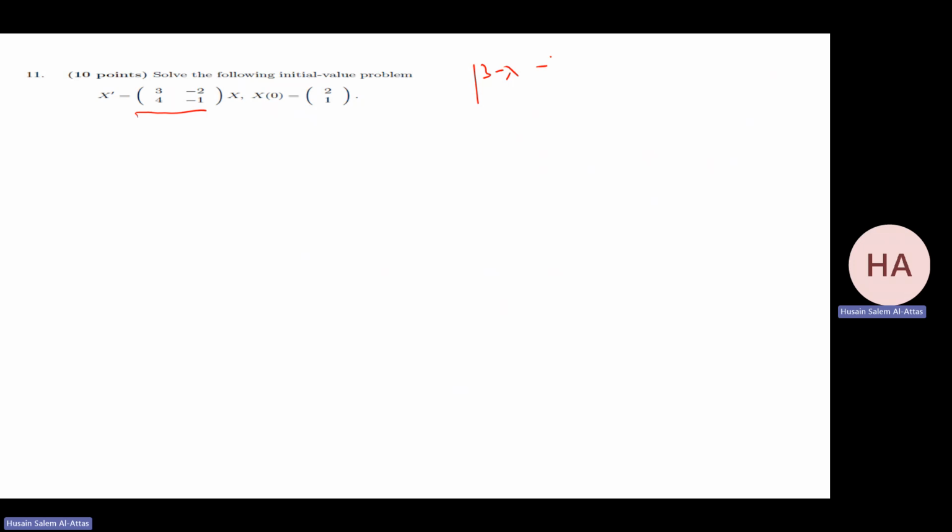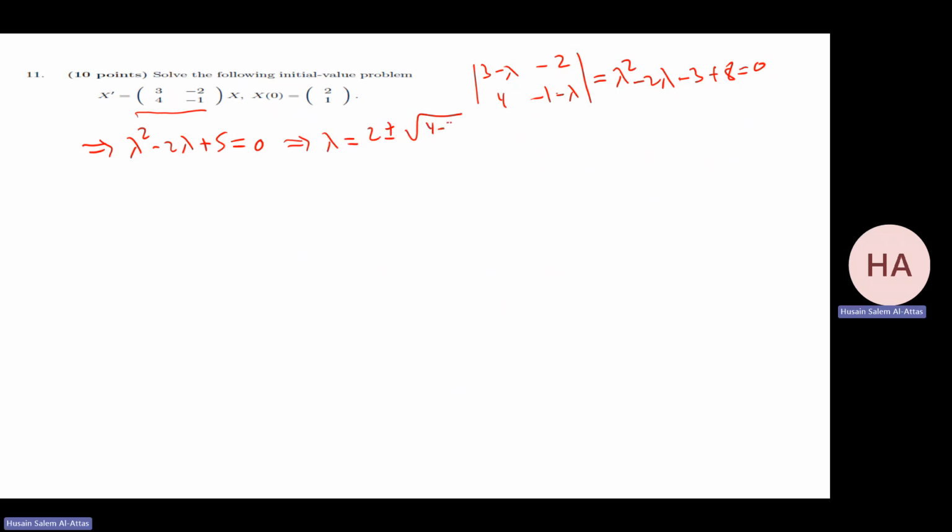I have 3 minus lambda, minus 2, 4, minus 1 minus lambda. That will be lambda square, lambda minus 3, lambda minus 2 lambda. Okay. Minus 3 minus plus 8 equals 0. So you have lambda square minus 2 lambda plus 5 equals 0. So I have lambda would be 2 plus or minus the square root of 4 minus 20 for AC, over 2. That will be 1 plus or minus 2i.